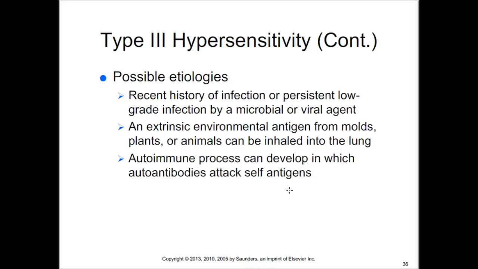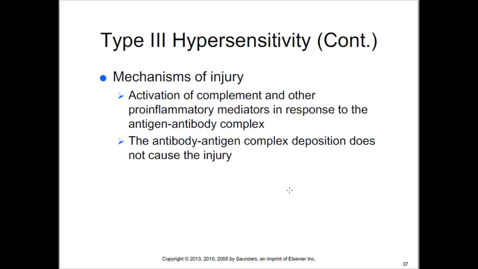All right, so what might be the etiology of a type 3 hypersensitivity? A history of infection or low-grade fever by a microbial or viral agent might cause a type 3 hypersensitivity. It could be an extrinsic environmental antigen from mold, plants, or something inhaled into the lungs, or an autoimmune process in which autoantibodies attack self-antigens. Any one of those can be the etiology, the cause, of this particular hypersensitivity, right?